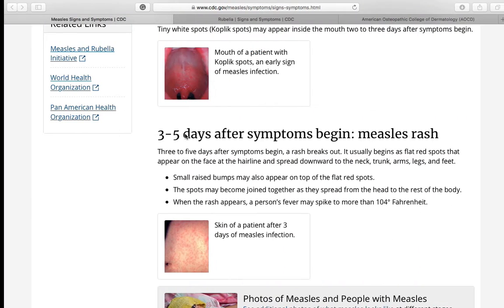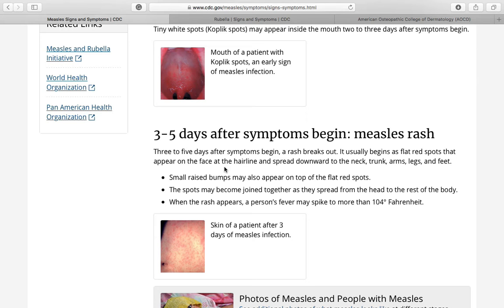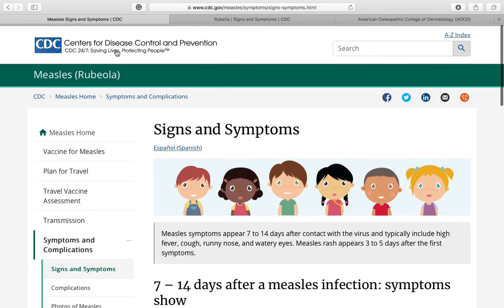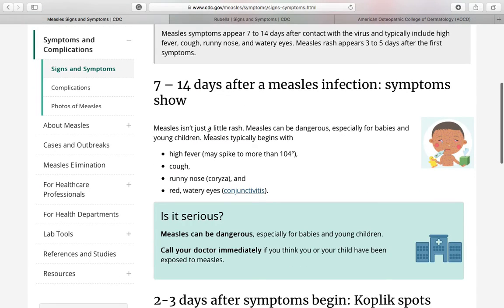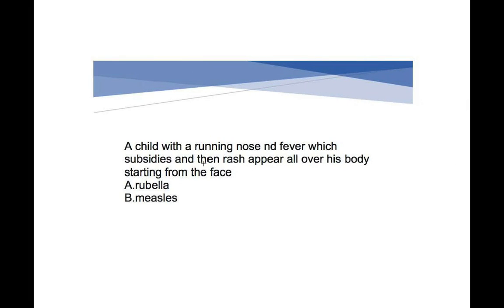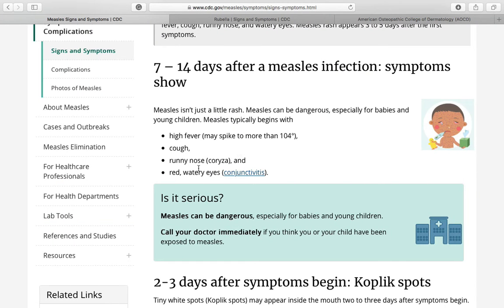Now I want to show you something else. Here you can see this is measles, and I have taken this from the CDC, the Centers for Disease Control and Prevention. So here you can see measles is just a little rash. Measles can be dangerous, especially for babies. Measles typically begins with high fever. We already discussed this, right? Measles high grade and rubella low grade. Cough, running nose. Another word for running nose is coryza. So you remember in your recall, if I show you, there's the word running nose. So this running nose is coryza. If it's coryza, the 3Cs, fever with the rash, measles will be your answer.